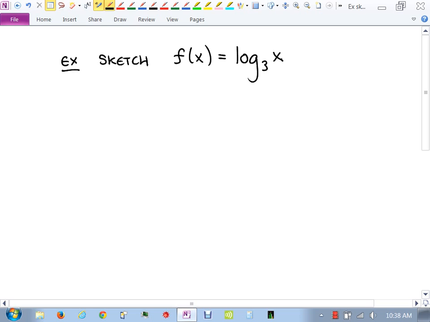So check this out. We could make a t-table, couldn't we? The only thing about the t-table is I have to pick those numbers very carefully, right? The ones I plug in, like 3, 9, 27, 1/3, 1/9, 1/27, things like that. But does anyone remember the relationship between a function and its inverse?